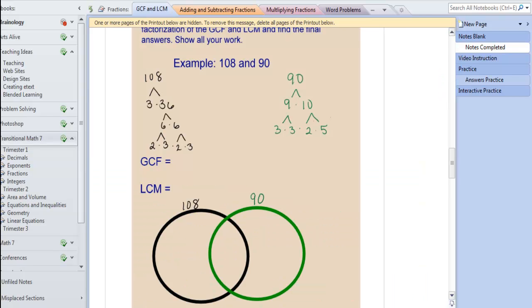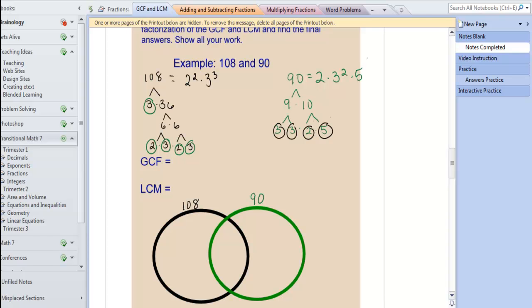So we're looking at an example of 108 and 90, and we want to find the greatest common factor and the least common multiple of these two numbers. I used my prime factorization trees to figure out the prime factorization for each of these numbers. For 108, my prime factorization is going to be 3 times 2 times 3 times 2 times 3. So that's going to equal, I have two 2's and three 3's, so 2 squared times 3 to the third. For 90, I have a 3, a 3, a 2, and a 5. So 90 equals 2 times 3 squared times 5.